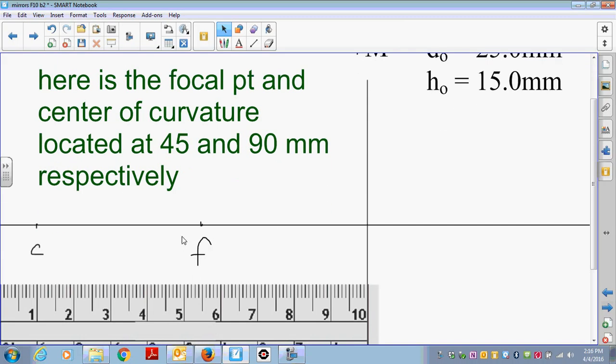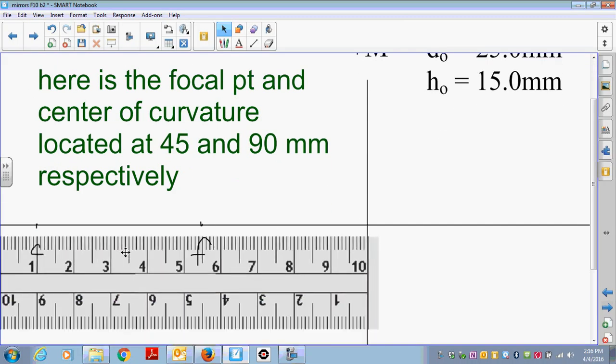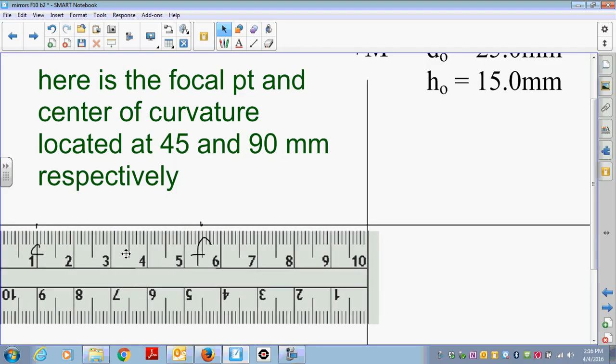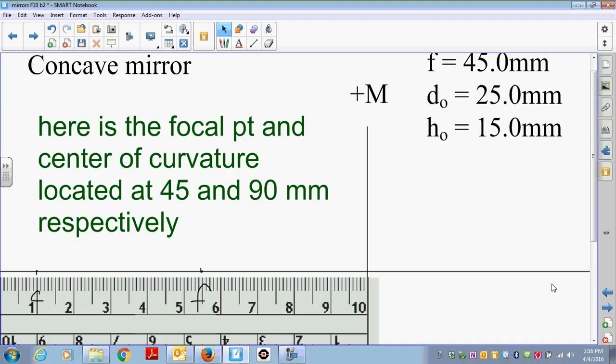So the first thing we're going to do is mark off our focal point and our center of curvature. If you look at the ruler here, you can see that it's 10, 20, 30, 40, 45 millimeters away, and that the center of curvature is another 45 millimeters away from the focal point. Okay, so the focal point is located at 45 millimeters, and the center of curvature is at 90 millimeters.